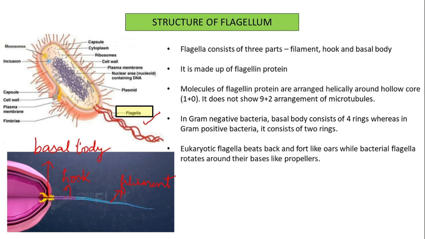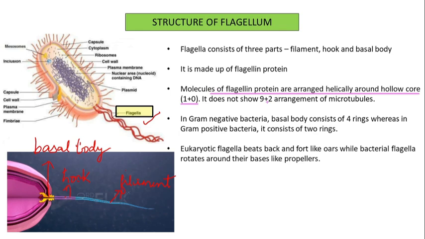Okay. So in all bacteria, there is a very unique thing. That means the flagella of all the bacteria is helically present around the hollow core. So in bacteria, we find 1 plus 0 arrangement of microtubules. In this, we don't find 9 plus 2 arrangement.